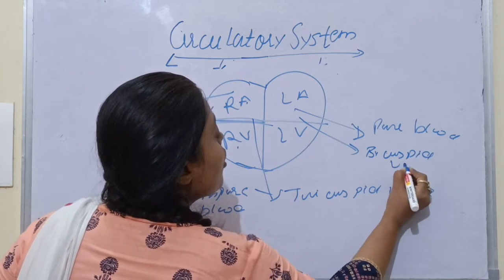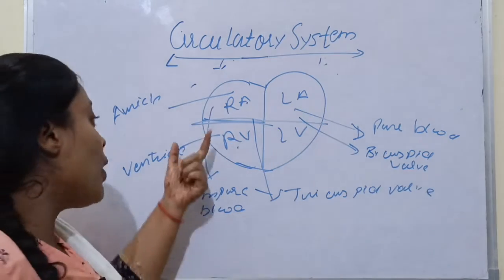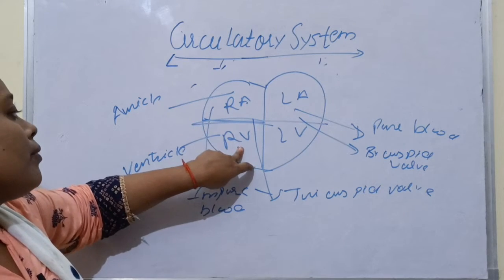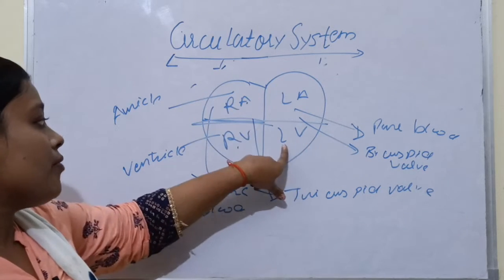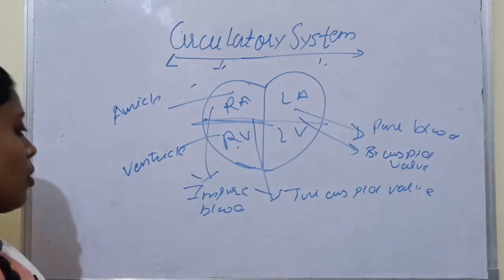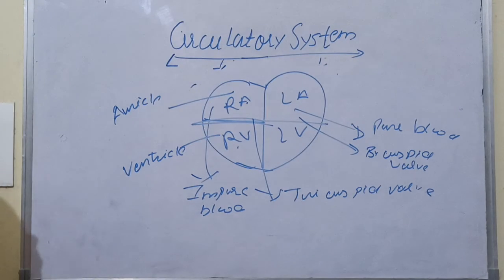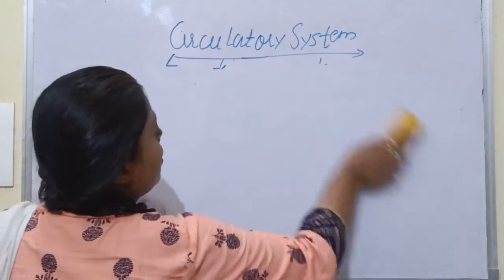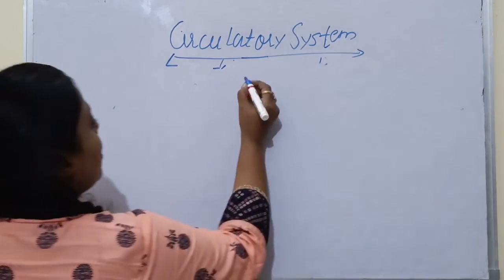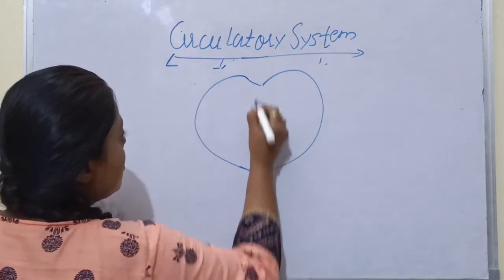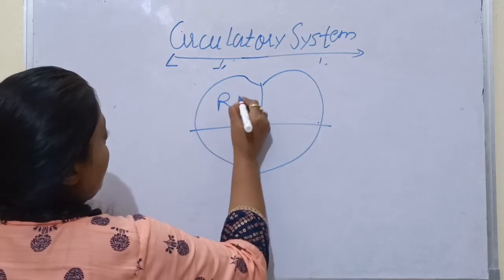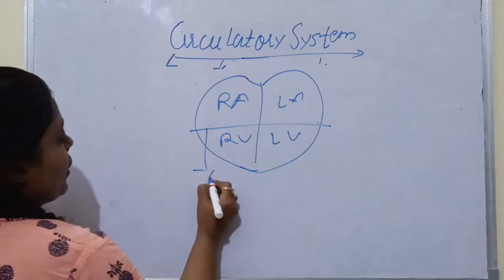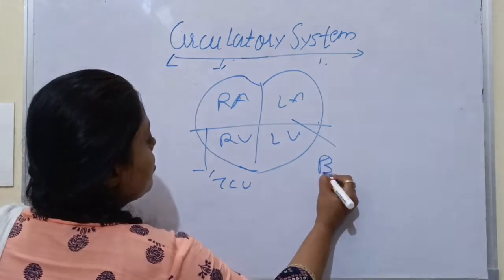Why are these valves present? Because they prevent the flow of blood from right ventricle to right auricle, and from left ventricle to left auricle. So now we are going to see how the blood flows into the heart, a general layout. Suppose this is a heart. This is right auricle, right ventricle. This is left auricle and left ventricle. This is the tricuspid valve. This is the bicuspid valve.